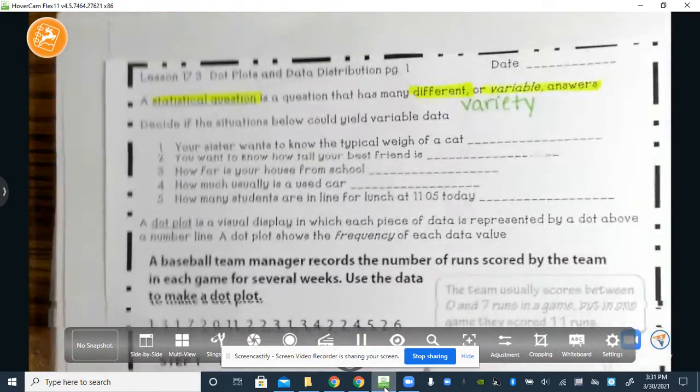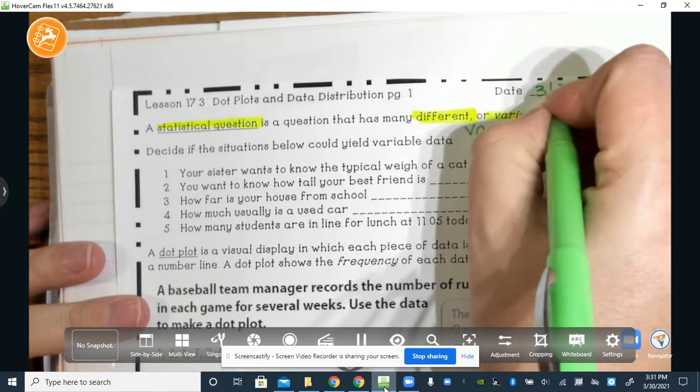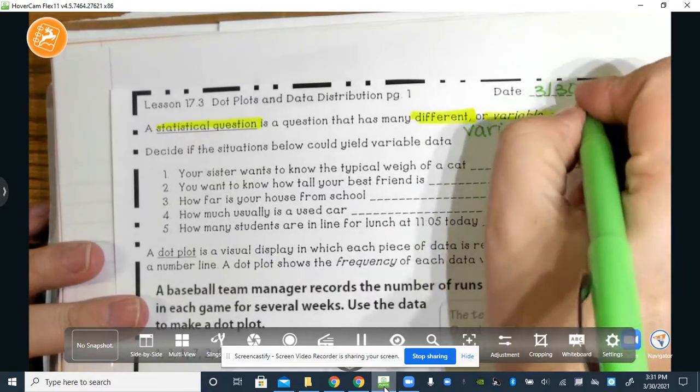When you go to your notes, you have 3 pages of notes. You're going to glue a page and then leave a blank page. You're going to glue a page and leave a blank page. So today's 3:30. This is my second attempt on this video. And we're going to talk about a statistical question.